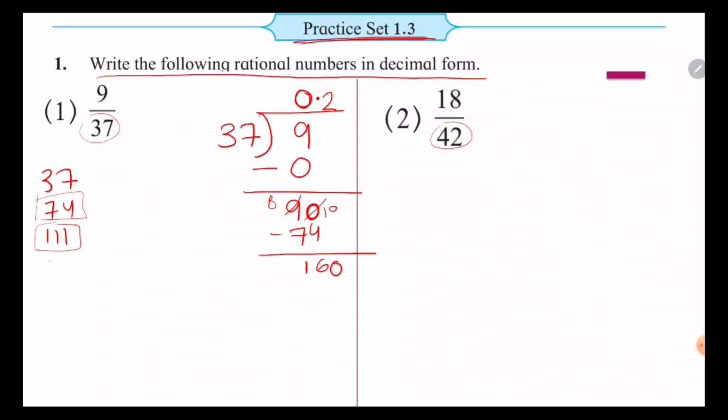After 111 there is 148, and after 148 there is 185. But here we have 160. So what I have to do, I will do that. I'll be taking 148, which is 4's. So 37 4's is 148, and I'll be subtracting it.